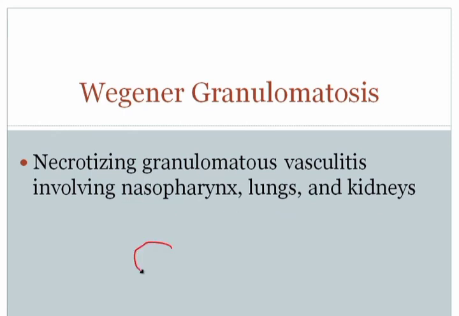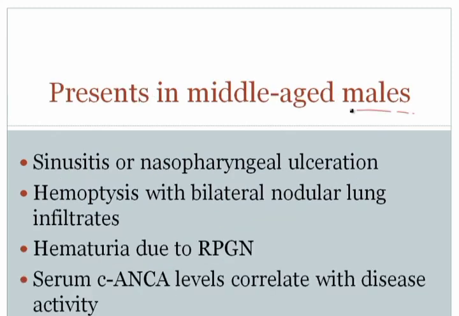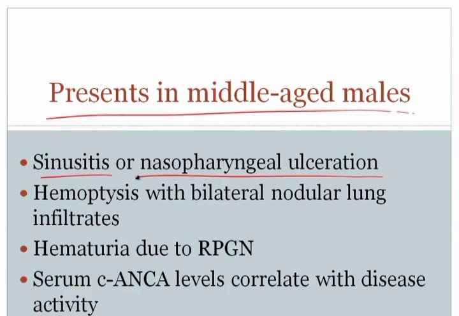Another important thing that I'm reminded of by the letter C is that the patients have a C-ANCA, anti-neutrophil cytoplasmic antibody, and we'll touch on that more in a minute. And the final is that the key treatment in this disorder is cyclophosphamide, which also starts with a C. This classically presents in a middle-aged male with sinusitis or nasopharyngeal ulceration. Again, they normally have involvement of the nasopharynx. They also get involvement of the lung, so they'll have hemoptysis with bilateral nodular lung infiltrates.